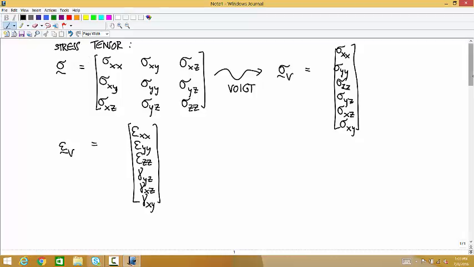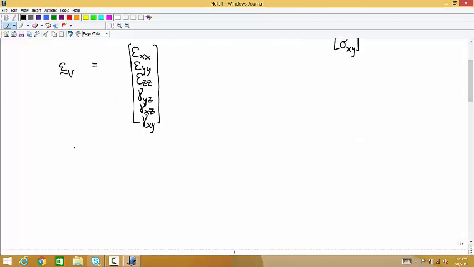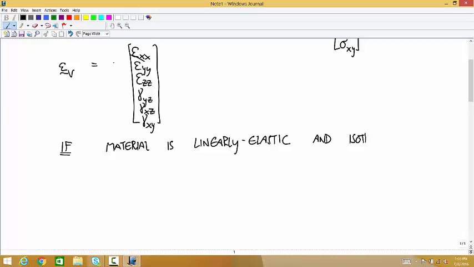And then the last thing I talked about was, and these assumptions are important, if the material is linearly elastic and isotropic. Okay, so let's first talk about what these mean.